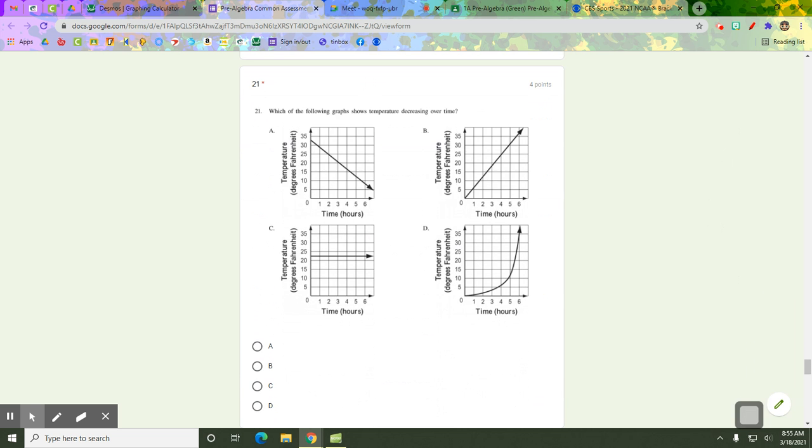Which of the following graphs shows temperature decreasing over time? So, temperature decreasing over time. Remember, you read graphs from left to right. Start on the left, go right. Which one of those graphs is decreasing over time?